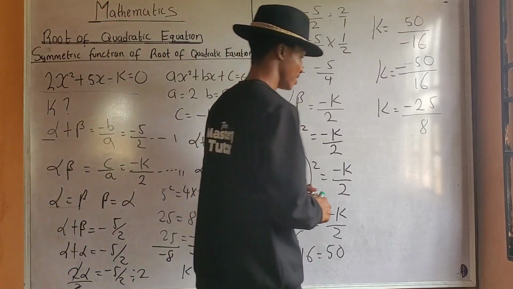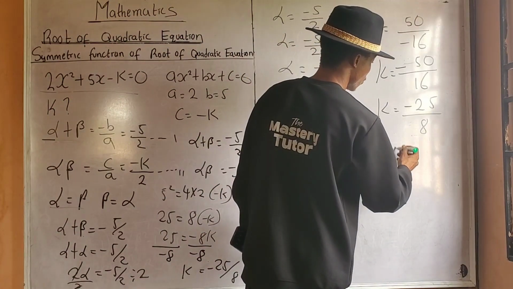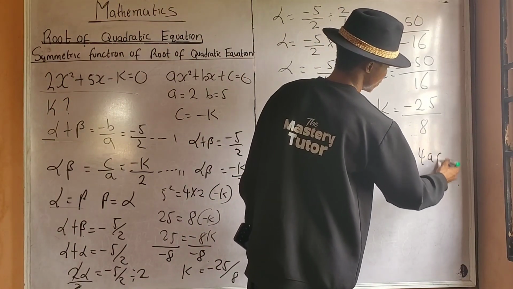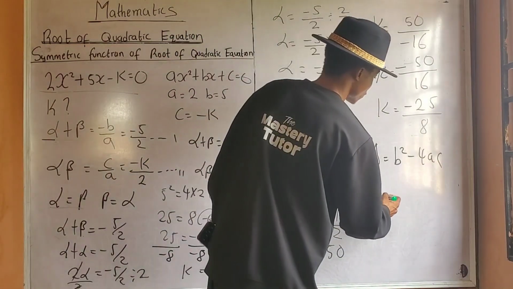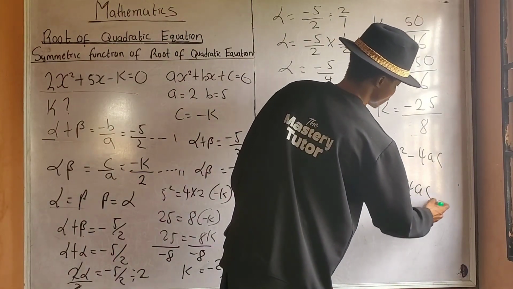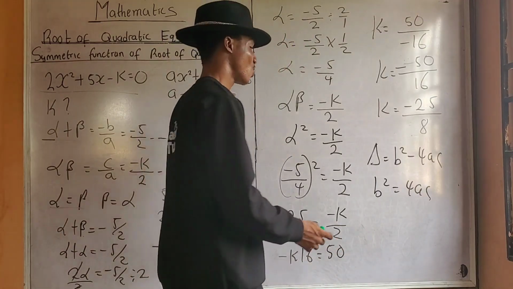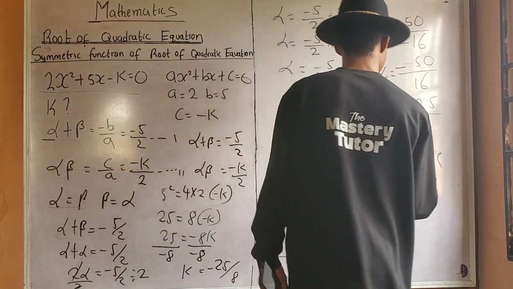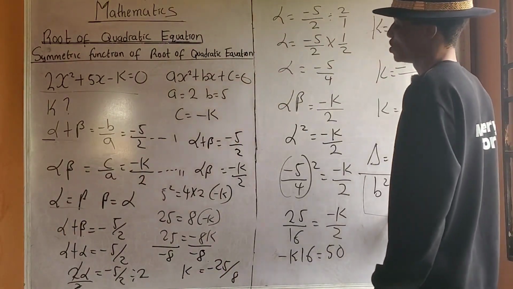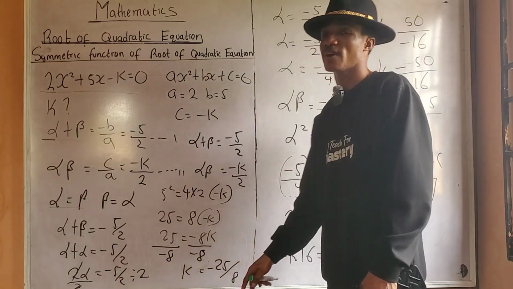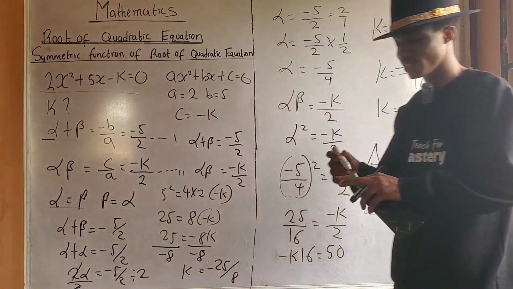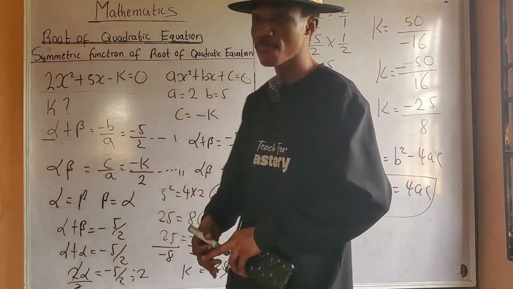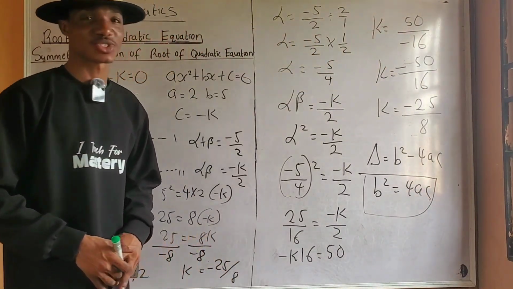Discriminant is equal to b squared minus 4ac. And for a perfect square, you are going to have b squared equals 4ac. So if you substitute the values of a, b, and c into this, you're going to get the value of k as negative 25 over 8, just like we have here. Do you understand? So that is the solution to the question. Okay, let us proceed to the next question.